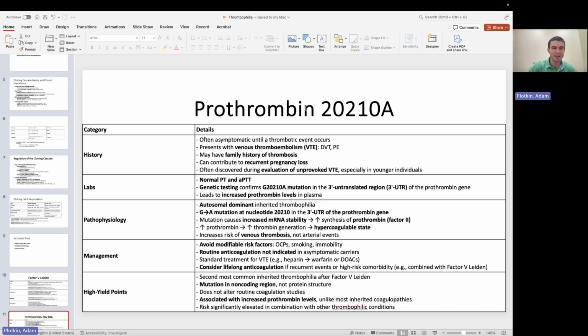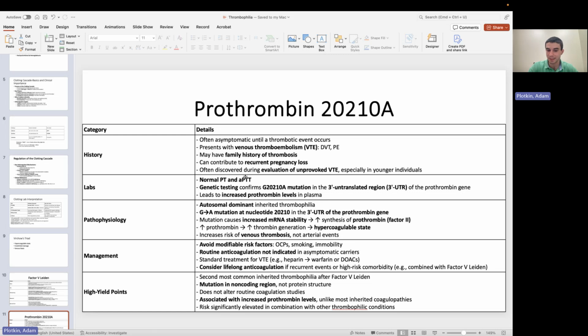Now, our prothrombin. Same idea. It's often asymptomatic until it's not, right? Presents with venous thromboembolism. They may have a family history of thrombosis. Again, recurrent pregnancy loss due to thrombus in the placental vessels. And it's often discovered during evaluation of an unprovoked VTE, right? Again, you have this relatively young patient who comes in with venous thromboembolism, either DVTs or pulmonary embolism, and you're like, why? You need to further work them up. You send them to the hematologist. They'll do this beautiful workup of all the genetic causes.